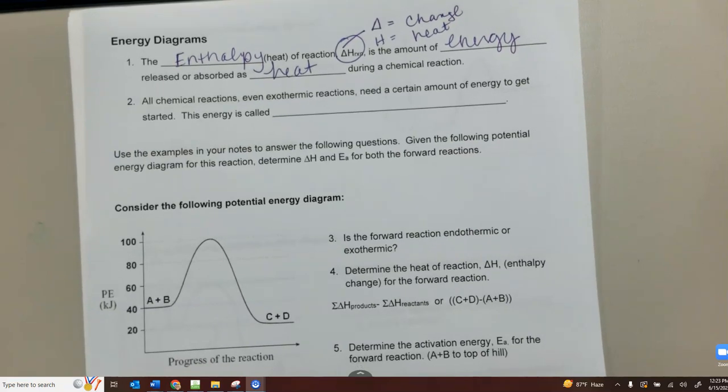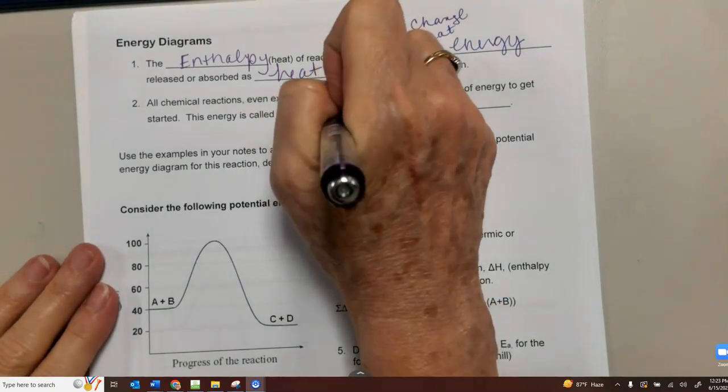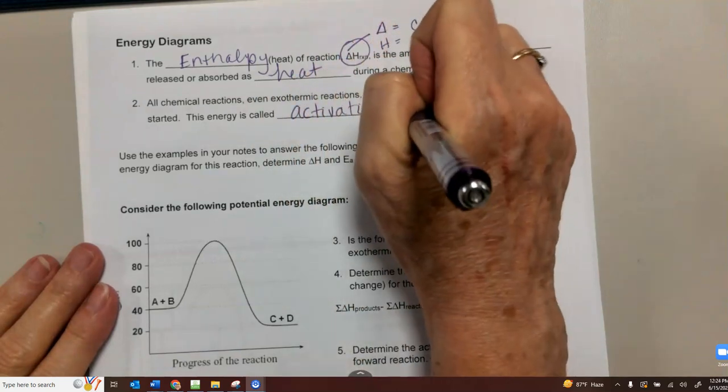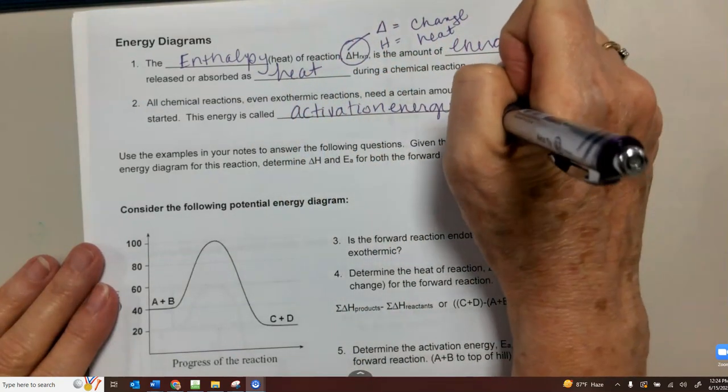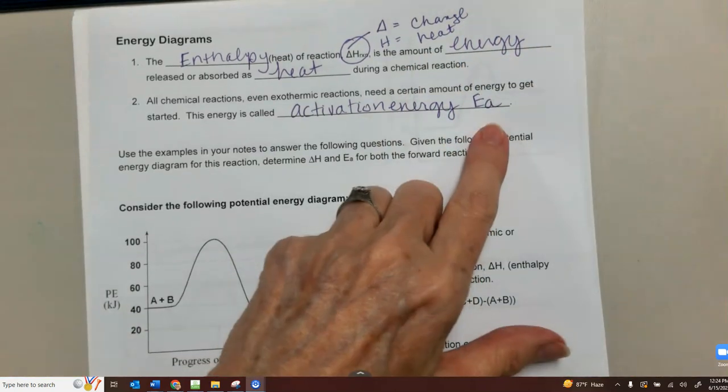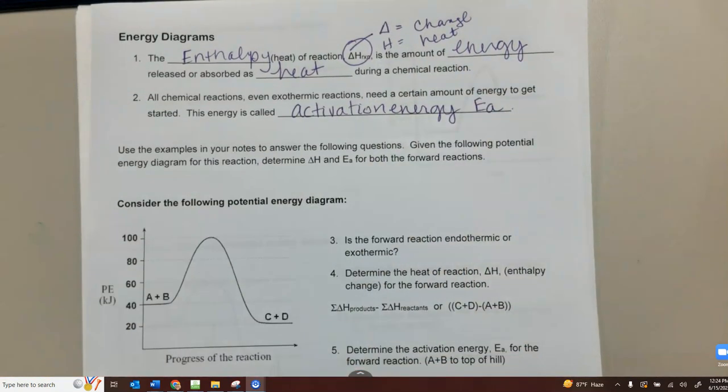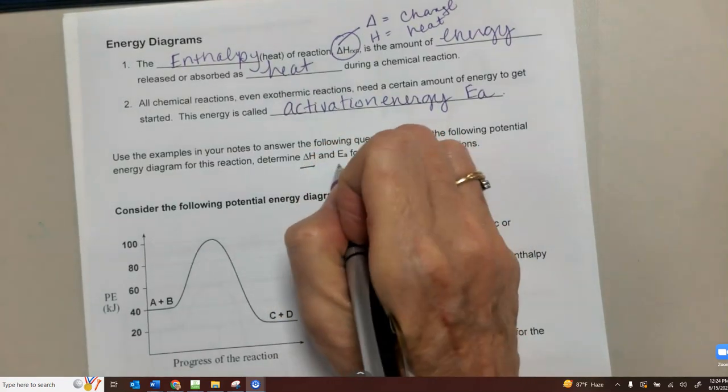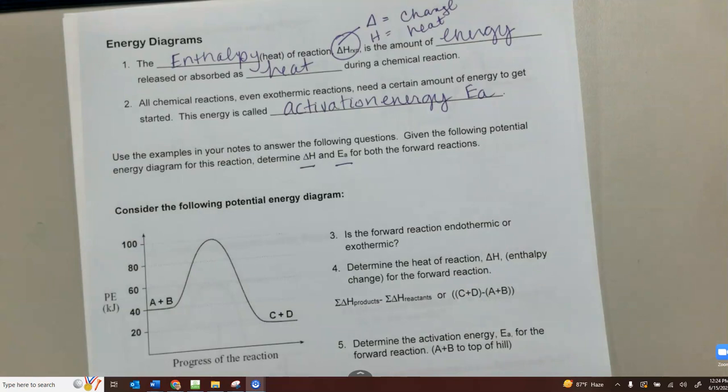Okay, another vocabulary word, this one we haven't seen though. All chemical reactions, even exothermic reactions, need a certain amount of energy to get started, and this energy is called activation energy. And we're going to see this, EA. So that's going to be the variable for activation energy. And this is going to be in the form of heat, like I need to put this reaction on the Bunsen burner or the hot plate to get it going. Okay, so we're going to calculate delta H and activation energy for these.